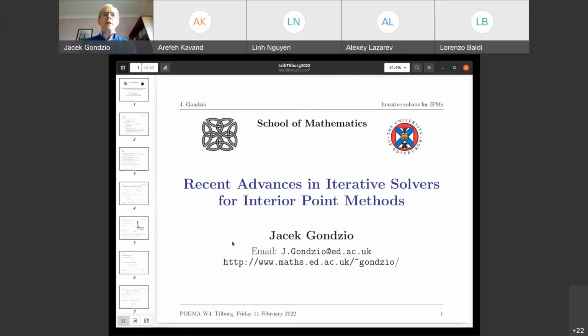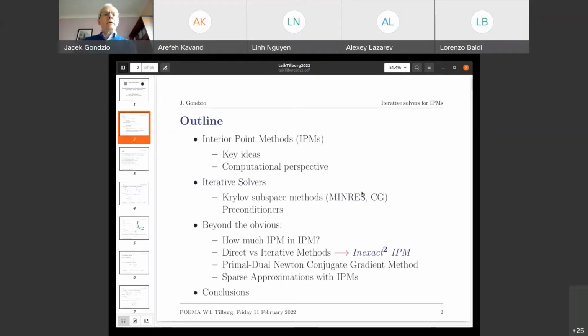Right. My talk will focus on recent advances in iterative solvers employed inside interior point methods. So as you can see from the title, it will be pretty much a computationally oriented talk. In a way, it may be a bit different from many of the heavily loaded mathematical, theoretical talks that you have seen earlier during this week. Here's the outline of my presentation.